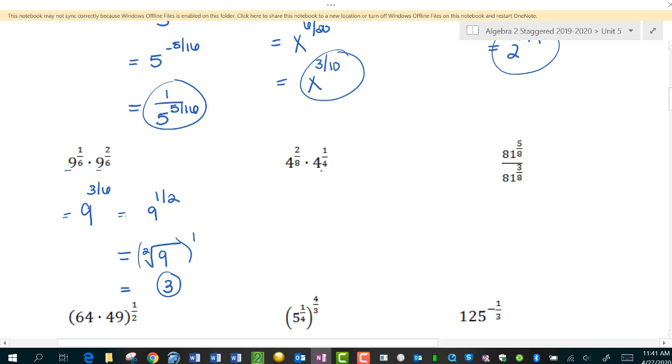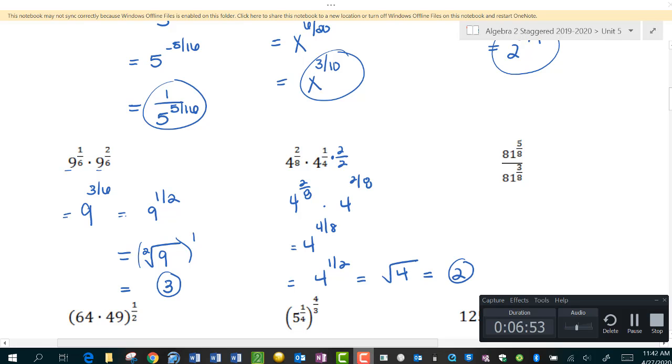With this next one here, so I have 4 to the power of 2/8 times 4 to the power of 1/4. I need a common denominator, so I'm going to multiply 1/4 by 2/2. So I end up with 4 to the power of 4/8 when I add those together, which is 4 to the power of 1/2. Again, this is really the square root of 4, which is 2.